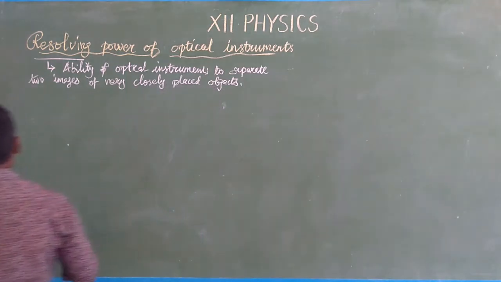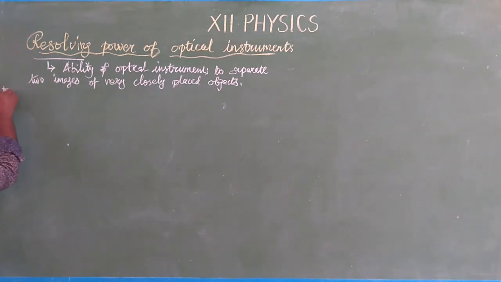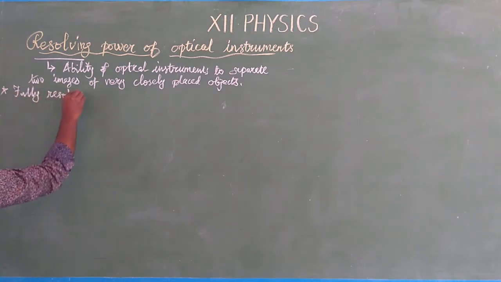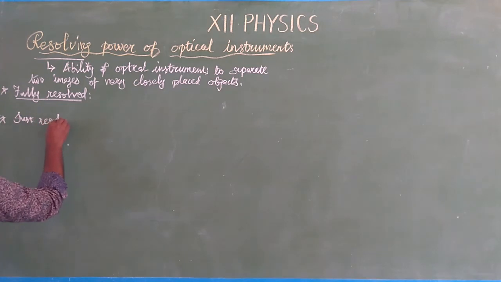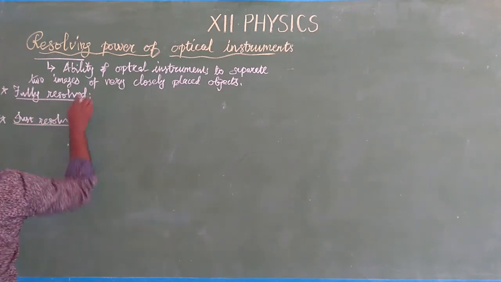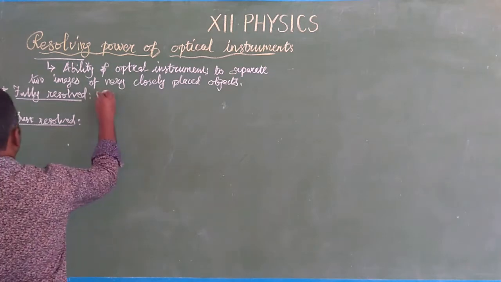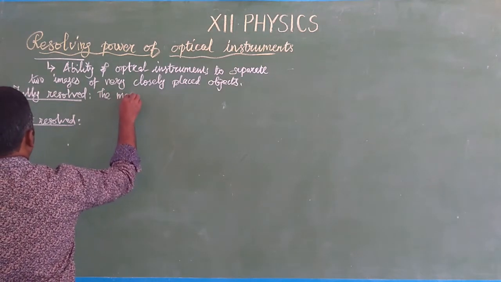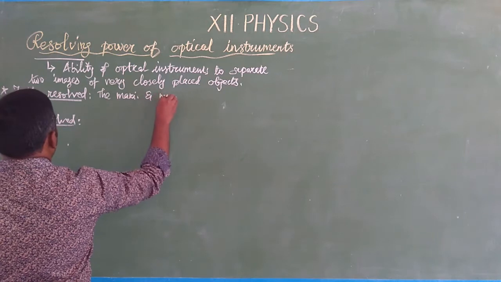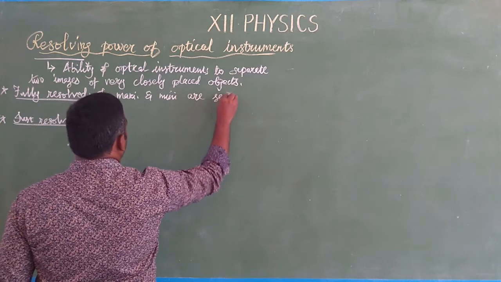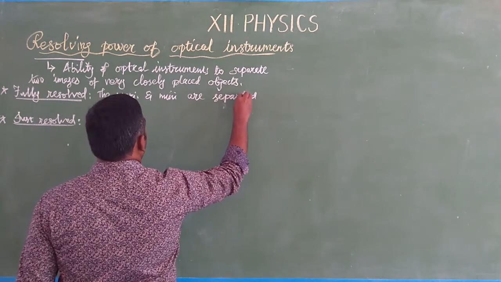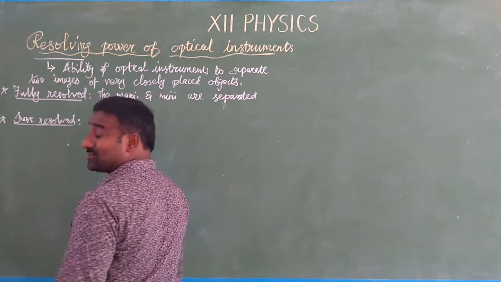இதுல பார்த்தா we have two. One is fully resolved and another one is just resolved, partially resolved. So first we will see what is fully resolved. It is when the maximum and minimum intensities are separated. Okay, then it is called fully resolved.